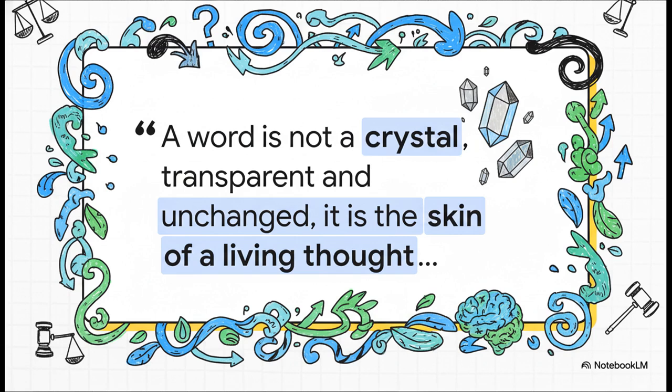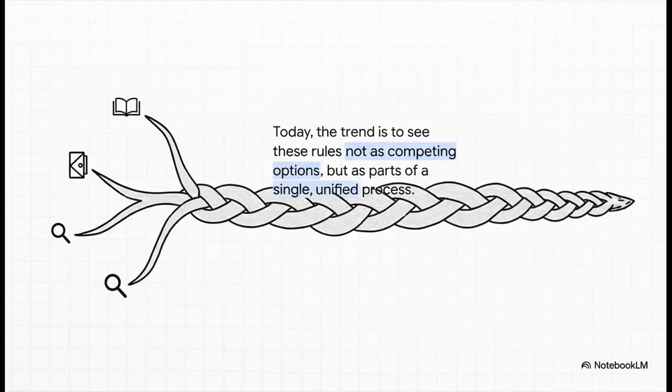You can't just isolate a word from its context and expect to understand it. And that idea has led to a really big shift in thinking. So now, instead of picking one rule, am I going to be literal today, or am I going to look for mischief, judges tend to weave all of them together. They've realized that to find the real meaning, you have to look at the words, the context they're in, and the law's purpose, all at the same time.